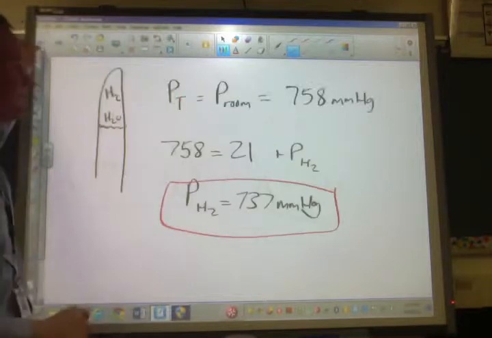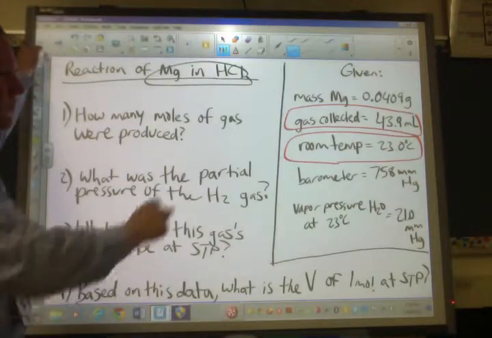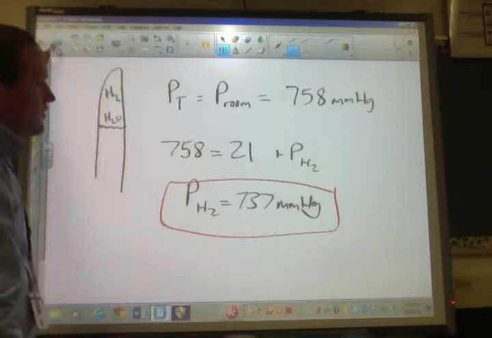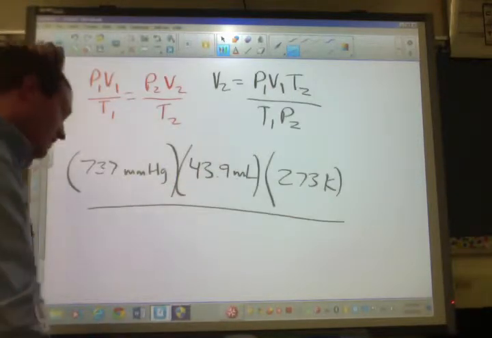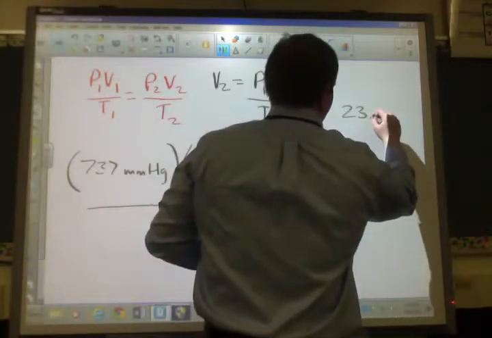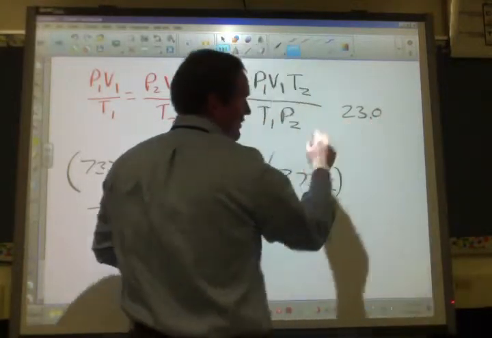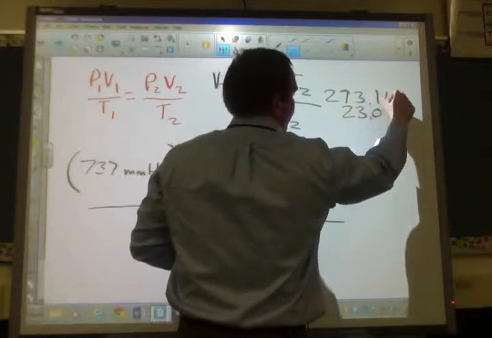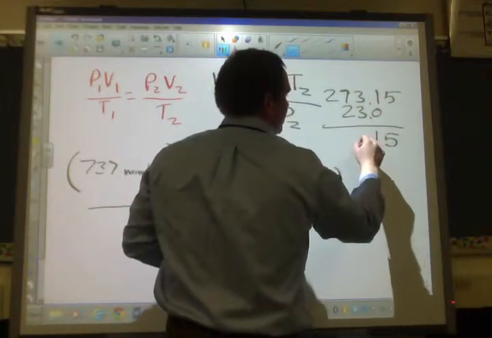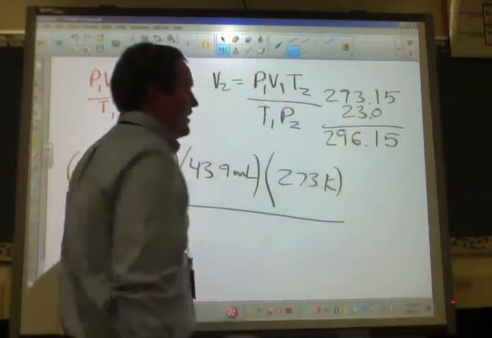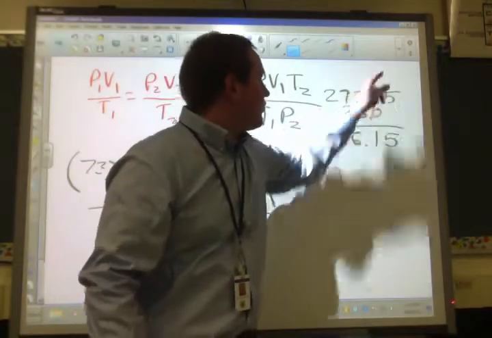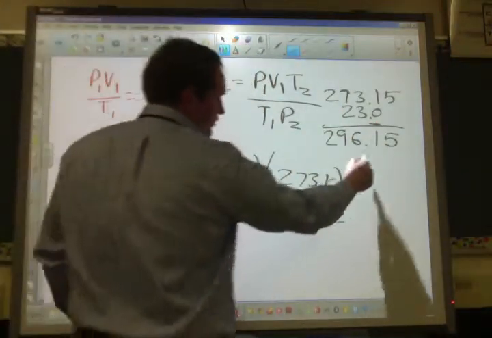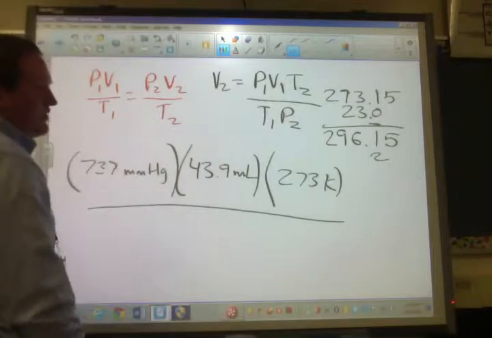T1, 23 degrees Celsius, which we need to convert to Kelvin. 23.0, technically we're going to add the 0.0 here, so we're going to say 273.15, which is going to give us this, and technically since we have one number past a decimal point of precision, we're going to round that up to 2, so we're going to say 296.2 Kelvin.